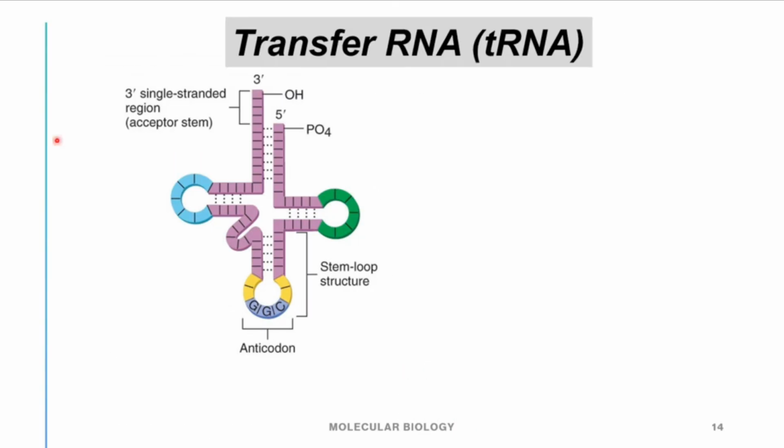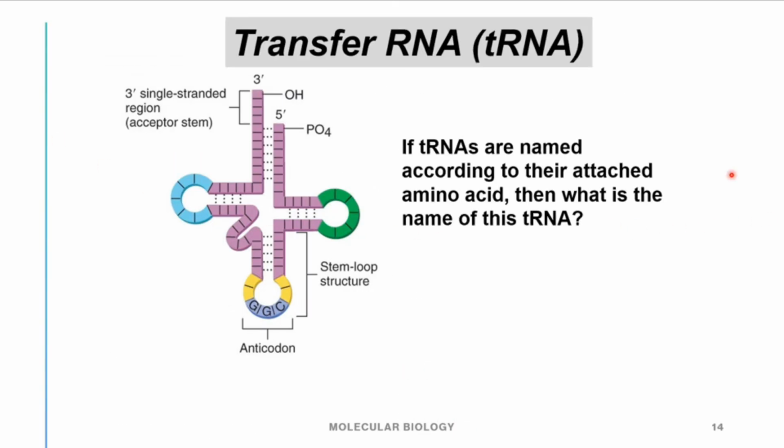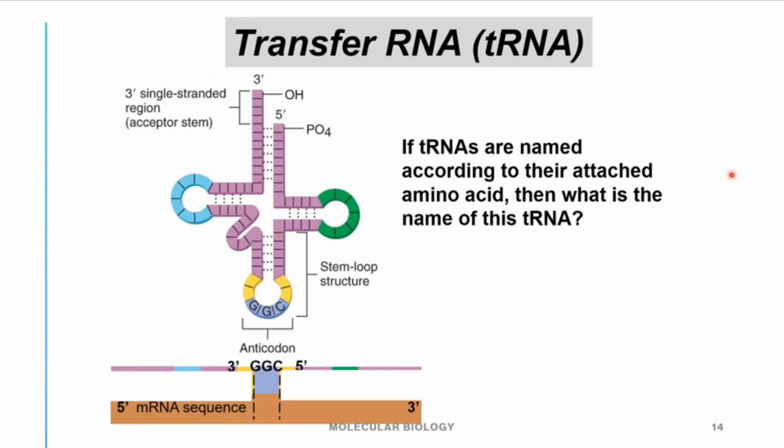So again, I have mentioned this just now. For this particular tRNA that we have here, it will actually base pair with the mRNA sequence CCG in the 5 prime to 3 prime direction, and it will actually be loaded with a proline.